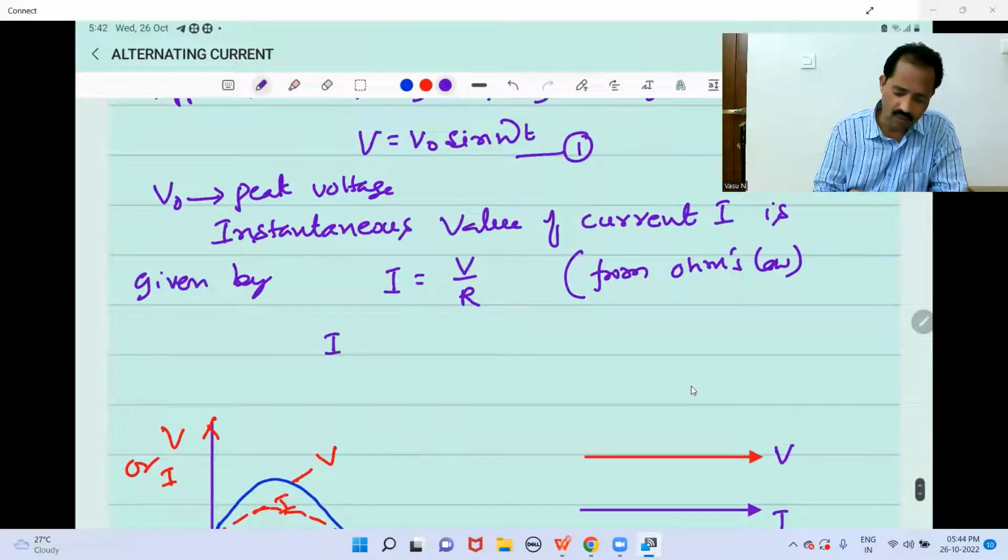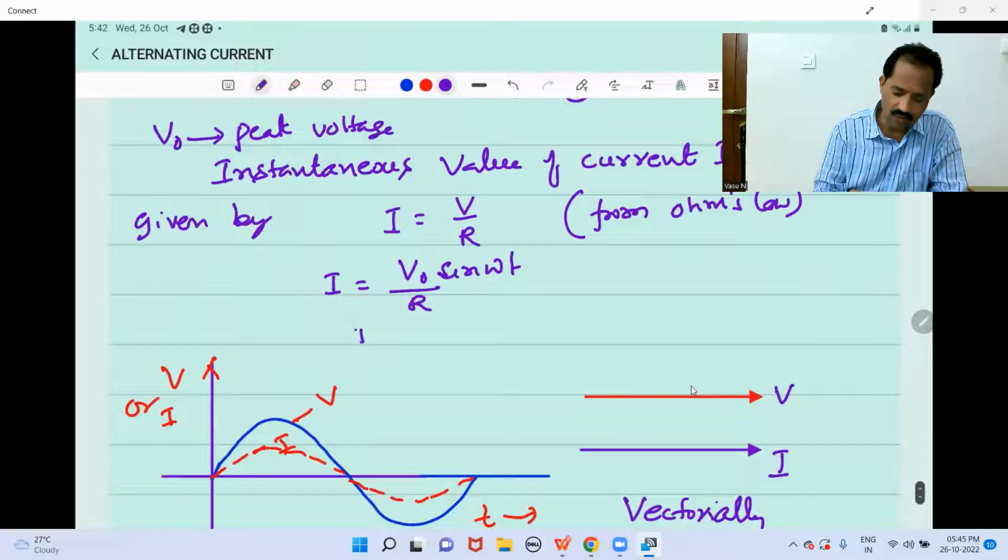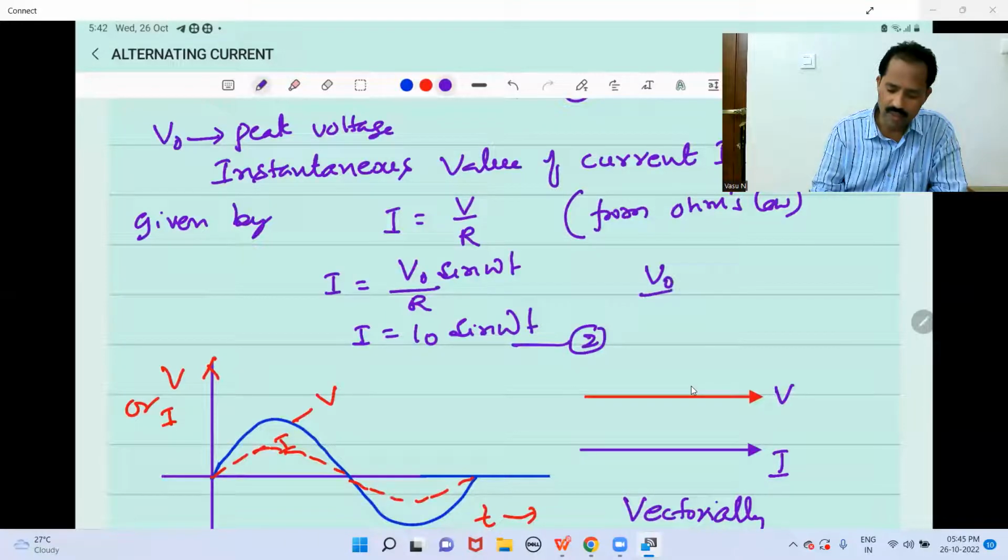Now substitute for V. Therefore I is equal to, what is V? V can ಬರಿಬಹುದು V naught sine omega t divided by R. Now tell me what is V naught by R? So that is equal to I naught and ಬರ್ಕೋಬಹುದು into sine of omega t. Equation number 2 ಅಂತ ಬರ್ಕೊಳ್ಳಿ ಮಕ್ಕಳು. ಸೊ ಇಲ್ಲಿ ನಿಮ್ಗೆ ಗೊತ್ತಿರಲಿ, so V naught by R is called I naught, called what? Peak value of current.